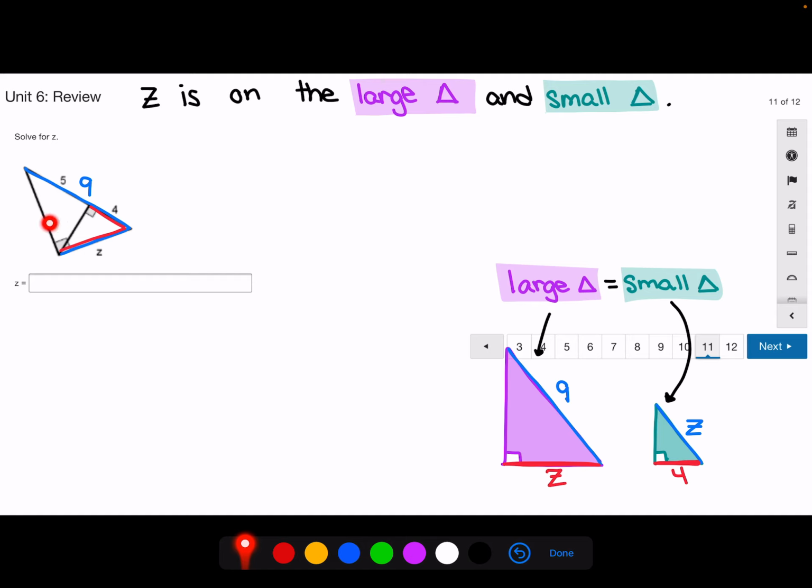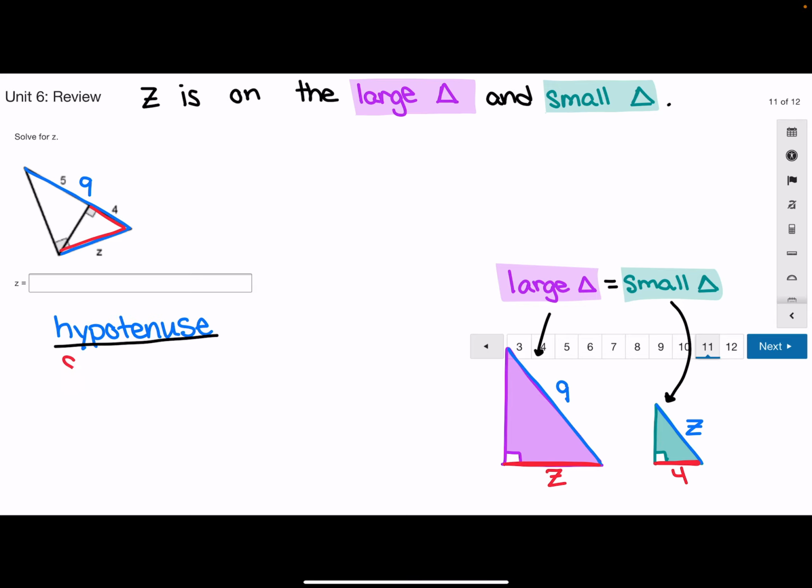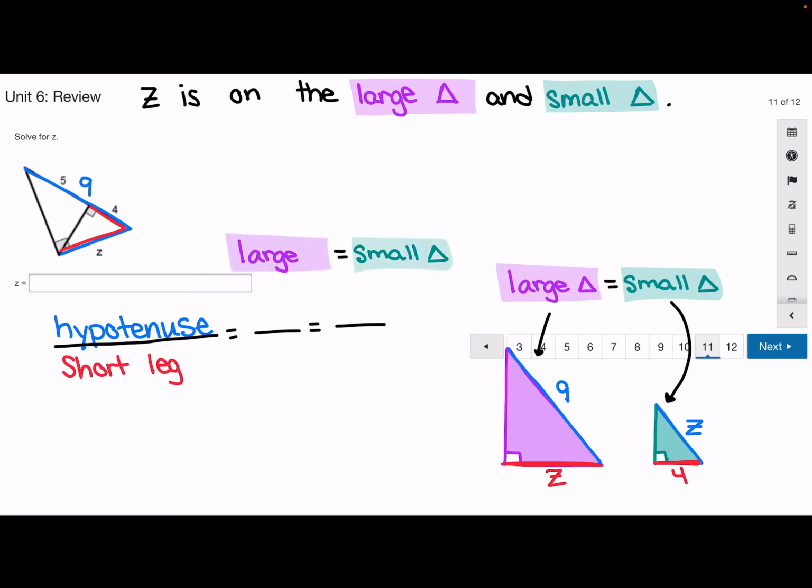Now, if I take the large triangle, again, the short leg is z, as we can see, and the hypotenuse is 9. Meanwhile, on the small triangle, the short leg is 4, and the hypotenuse is z. Well, again, we're going to do the same setup. We're going to have the large triangle on the left side, the small triangle on the right side, and we have hypotenuse over short leg. So that's the ratio that we'll use. So this will give us 9 over z equals z over 4.